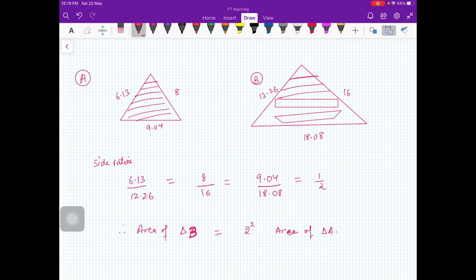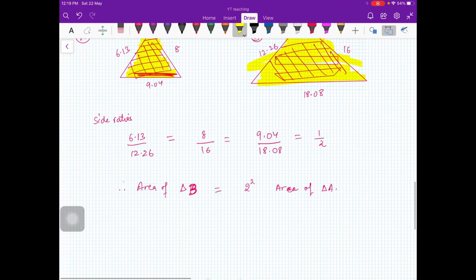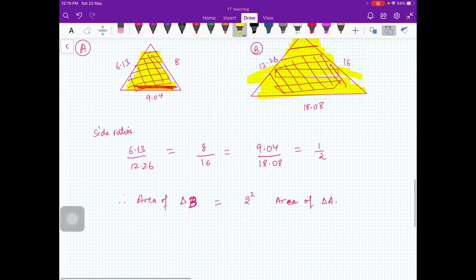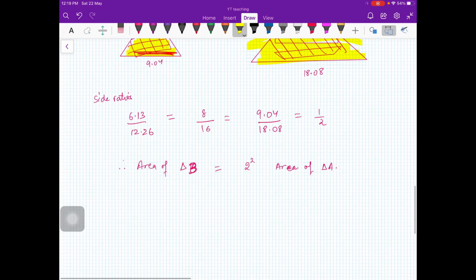You understand, students? Because these sides are 1 by 2 times of these sides. Therefore, area of this particular triangle here, the area covered by this triangle, will be 1/4 of area covered by this triangle. Right? Okay.